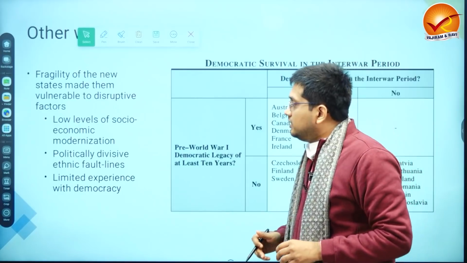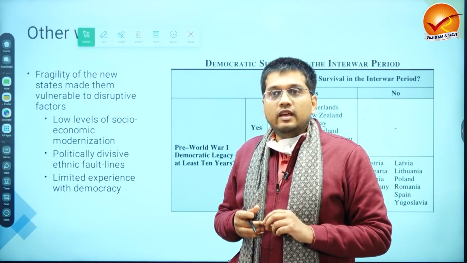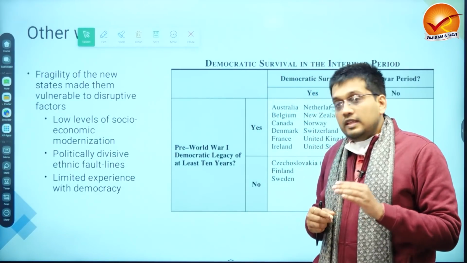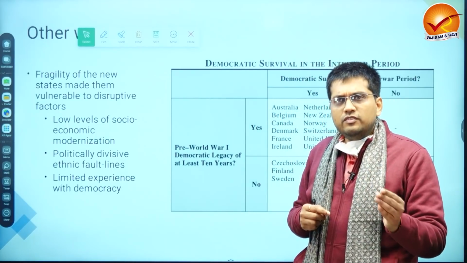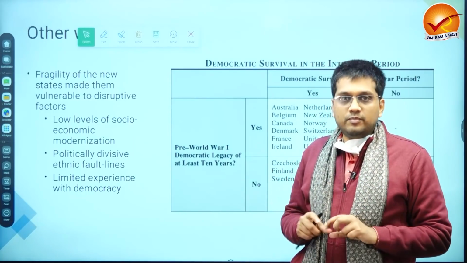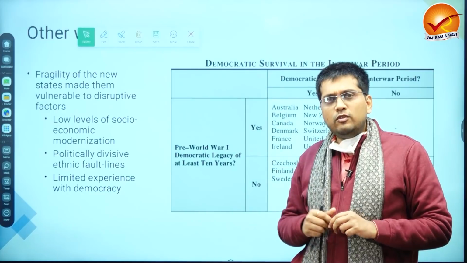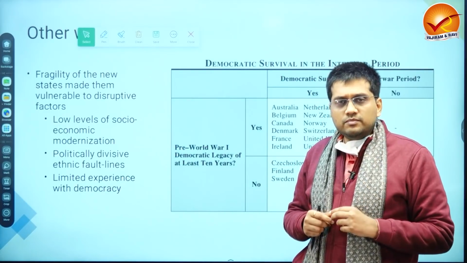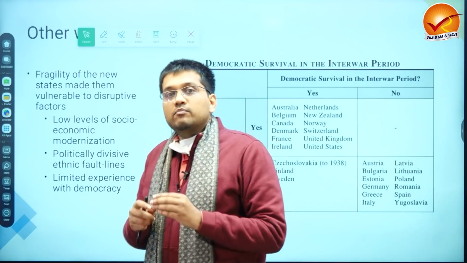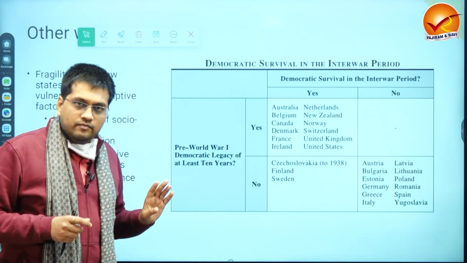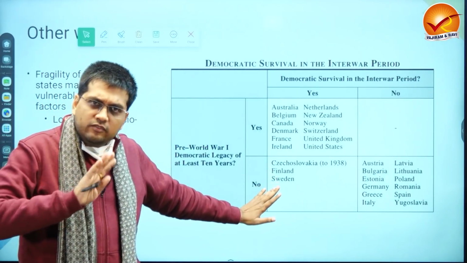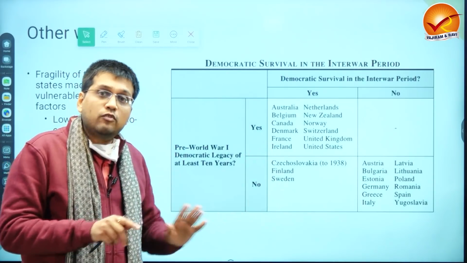The newer states did not have deeper democracy at the social level. There is a low level of socio-economic modernization. They have many ethnic fault lines, linguistic, religious, etc. And they have very limited experience of working out this democratic setup. And then, as I said, the class of landowners which was entrenched in the system, all those things. So these new states were more fragile and they broke down. The older democracies were able to sustain the shocks. If you can bring out this point, you don't have to draw the table, that is not required. You don't have to write all these names, that is also not required.